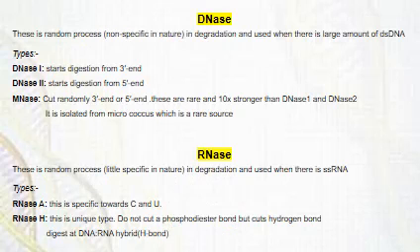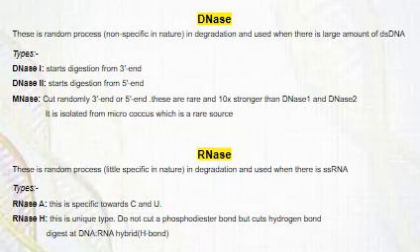Coming to DNase, this is a random process, non-specific in nature, causing degradation, and is used when there is a large amount of double-stranded DNA. Types: DNase 1 starts digestion from the 3' end, DNase 2 starts digestion from the 5' end, and MNase cuts randomly from the 3' end to the 3' end or 5' end. These are rare and 10x stronger than DNase 1 and DNase 2. MNase is micrococcal nuclease. It is isolated from Micrococcus, which is a rare source.